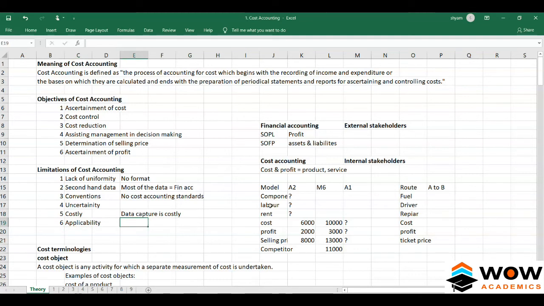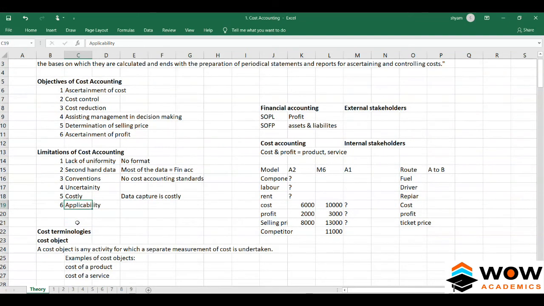For example, for components being incurred for the smartphone, we'll know. But labor becomes difficult here. Several laborers are used in the process of manufacturing a phone, so how can you assign their cost to a phone? That becomes difficult. Similarly, all the models, A2, M6, A1, are produced in the same factory. So how can you find out the cost of producing one particular model of phone? There are several difficulties here, but still this is a useful concept, and companies are going ahead with it. So these are the limitations of cost accounting.